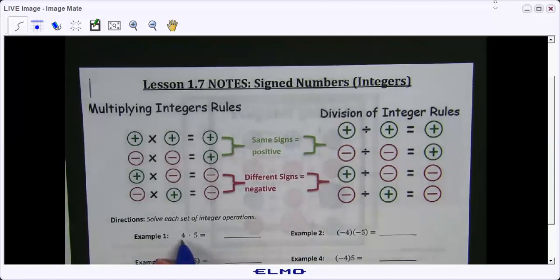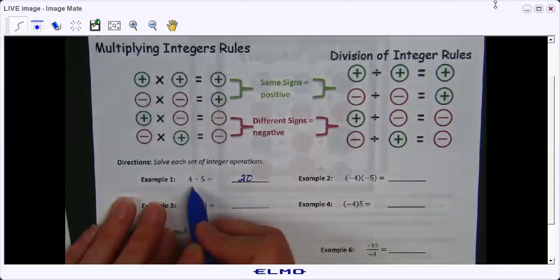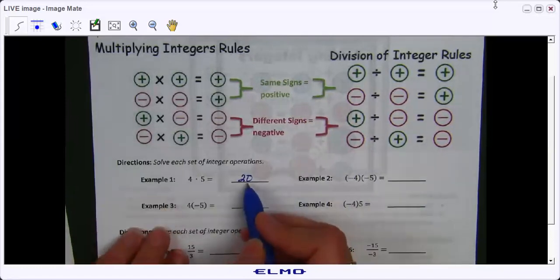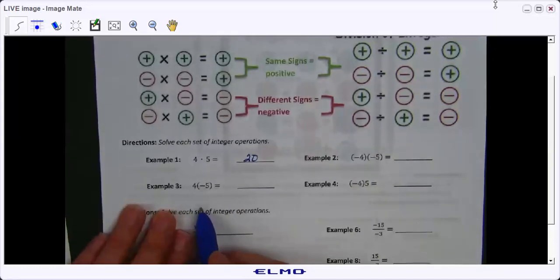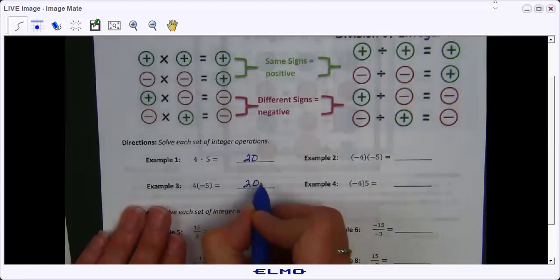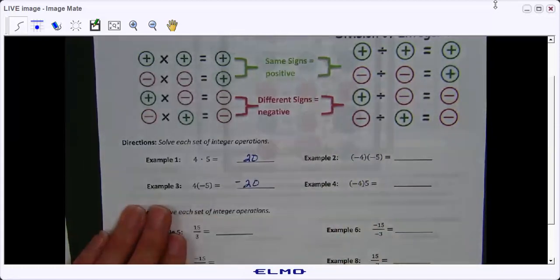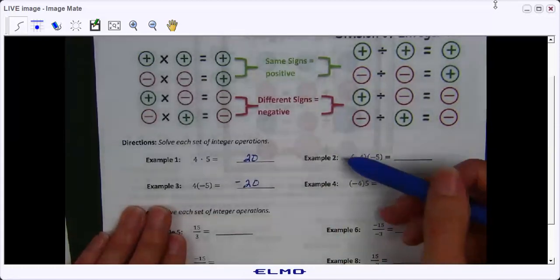I know that 4 times 5 is 20. And since both of my signs are the same, it's going to be positive. I'm going to go down to example 3. I know that 4 times 5 is 20. But since both of my signs are different, then it's going to be negative. So I want you to do 2 and 4.